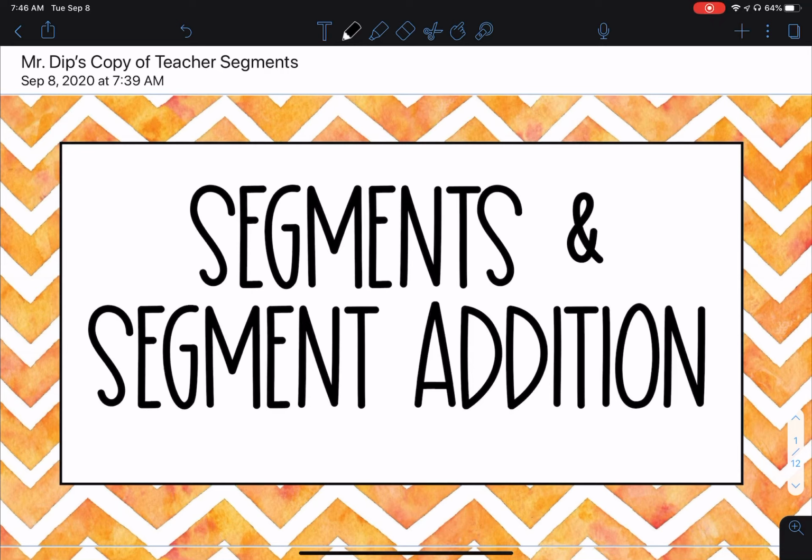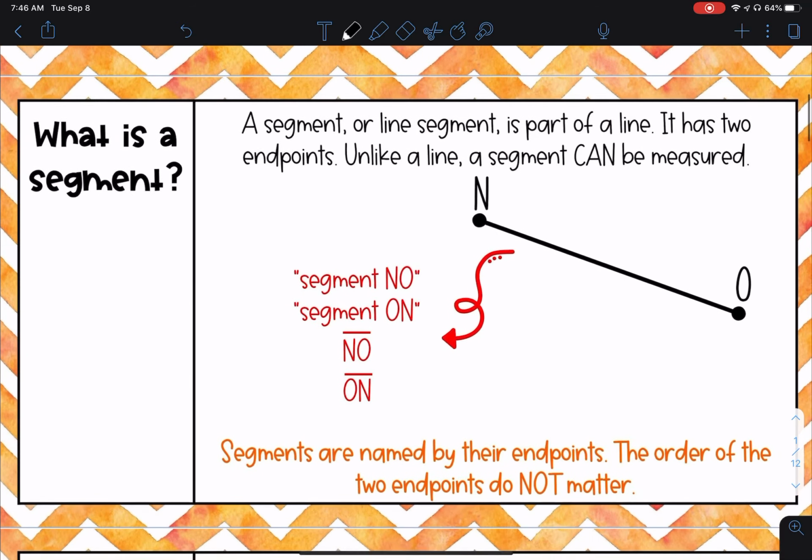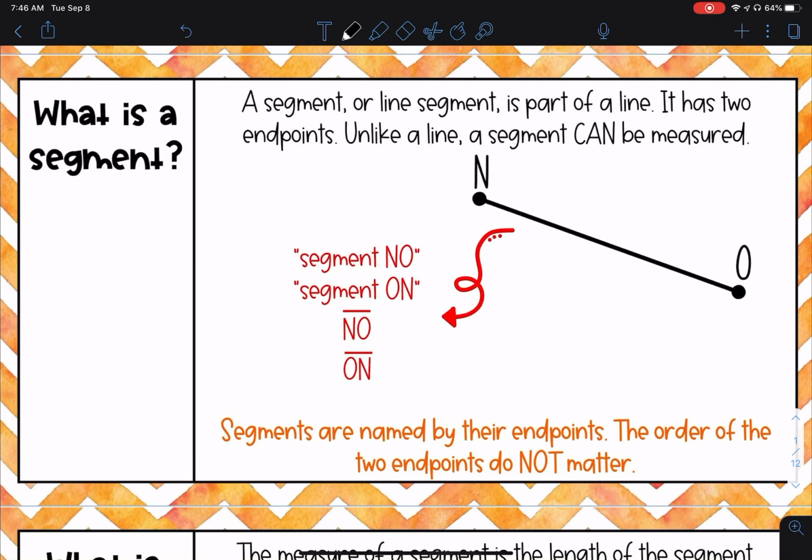Today we're going to talk about segments and segment addition. Okay, so what is a segment? A segment or line segment is part of a line. It has two endpoints, and unlike a line, a segment can actually be measured. Okay, so down here in this little picture, they named the segment NO or ON. Segments are named by their endpoints. The order of the endpoints does not matter.